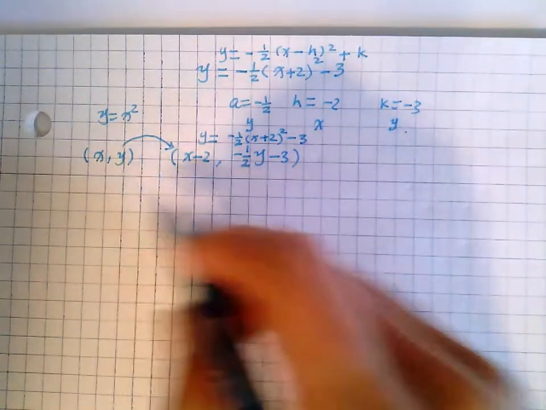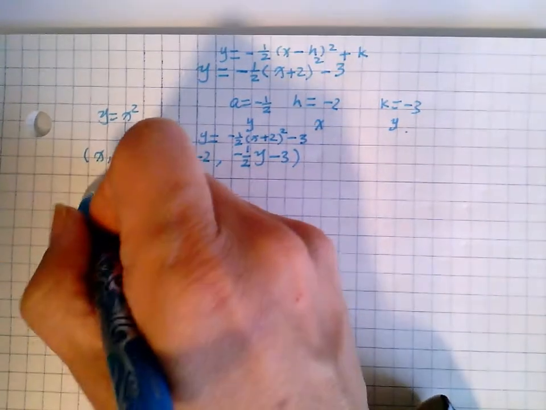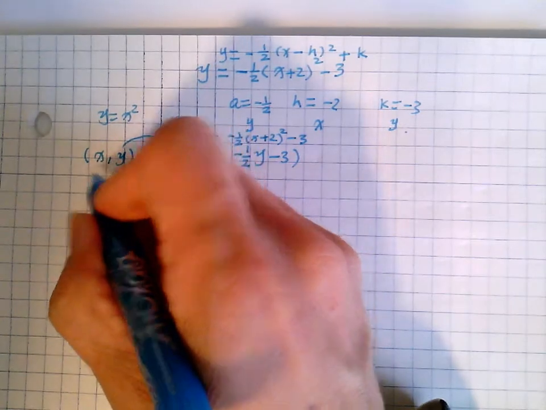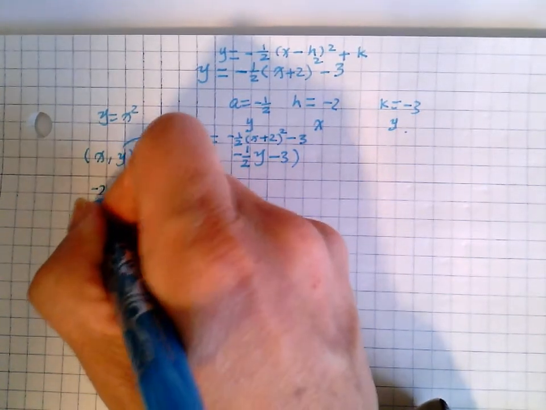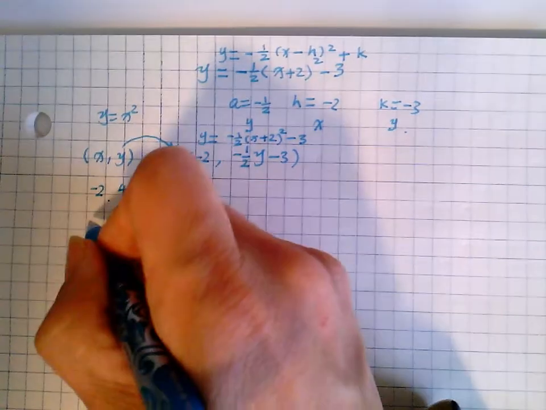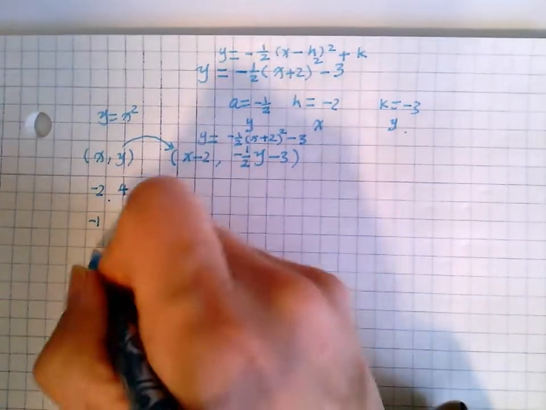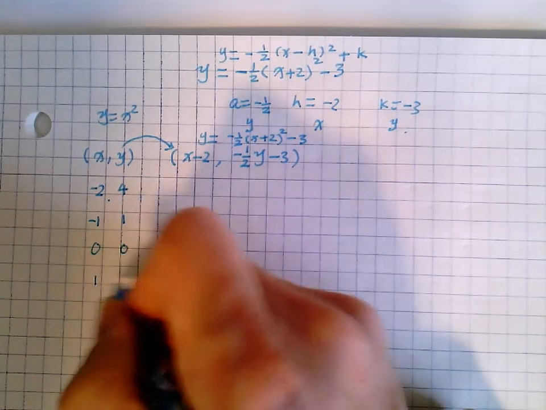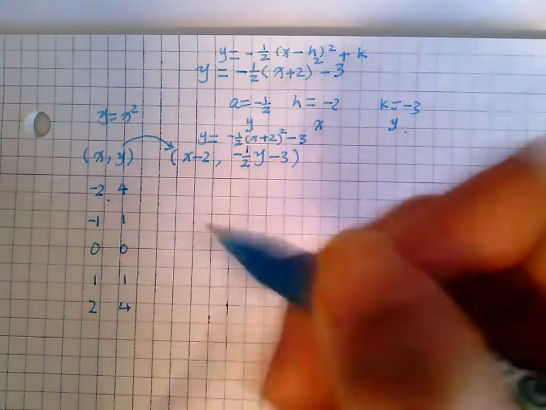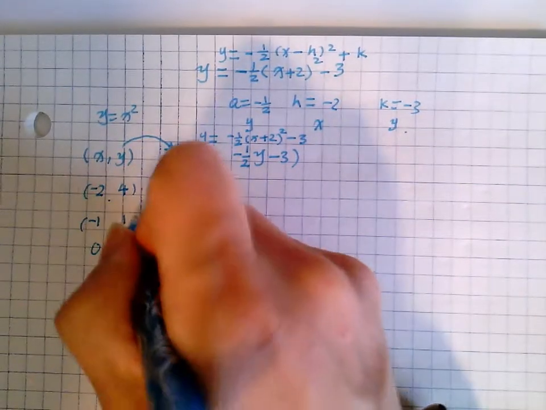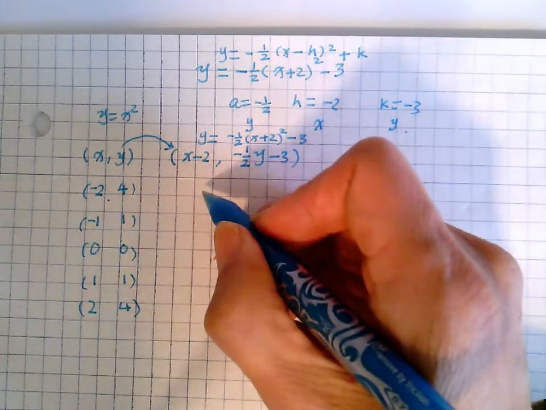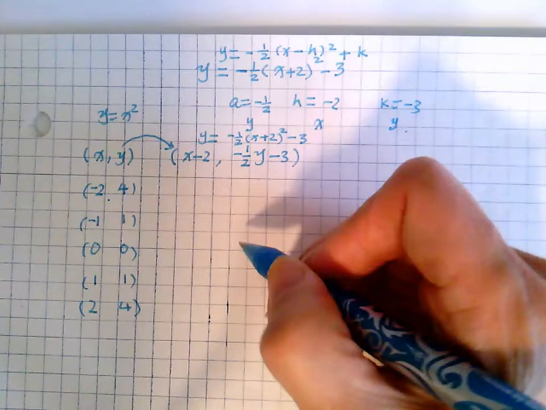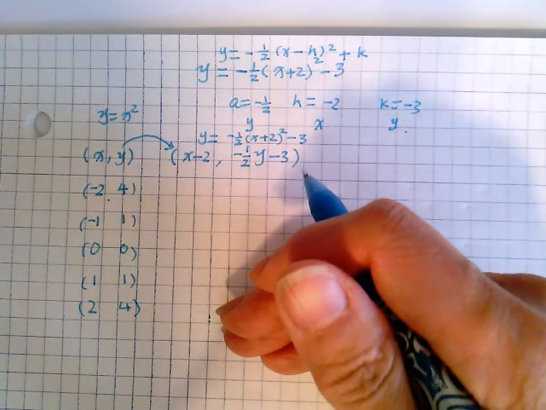Okay, now, based on this mapping rule, let's see all the points. For the x and y, we use our traditional 5 points. When x equals negative 2, y is 4; negative 1, 1; 0, 0; 1, 1; 2, 4. Those are the basic 5 key points. We're going to transform them to find the new mapped points for the new graph, and by connecting the new points, we'll have our new graph.